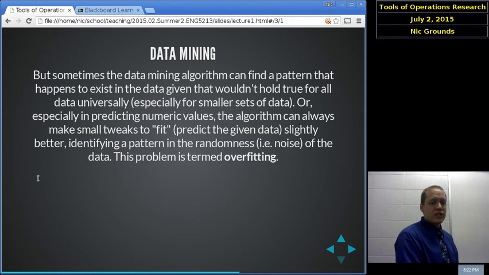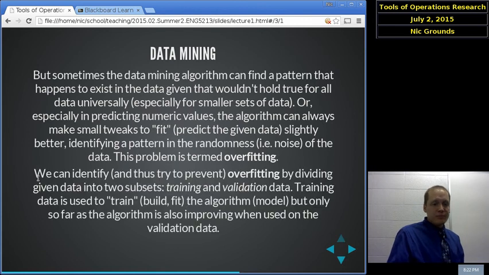Generally speaking, we call this problem the problem of overfitting. That is, it's trying to fit a pattern to the data so hard that it either finds a pattern in the noise, the randomness, or it finds such a specific, minute pattern that it's not going to apply to very many data items or be very useful. So what can we do about this problem?